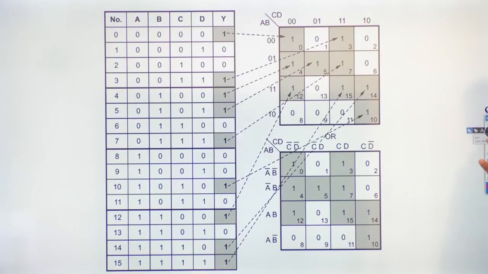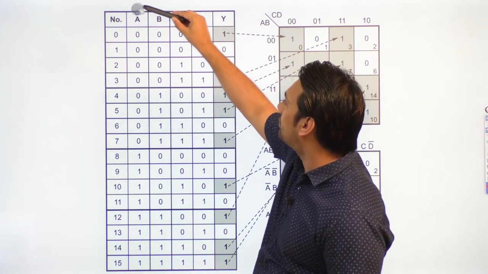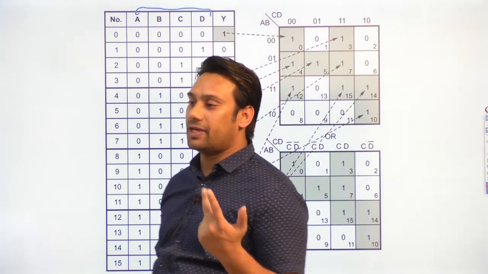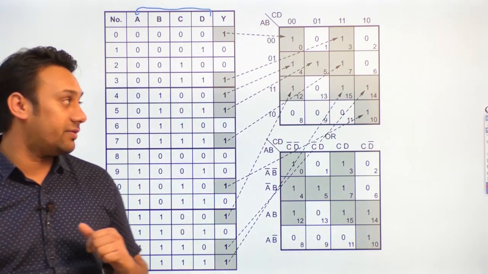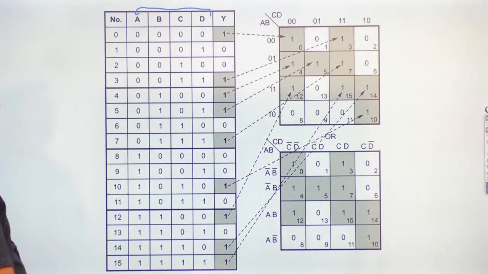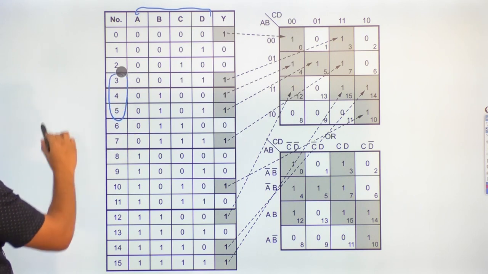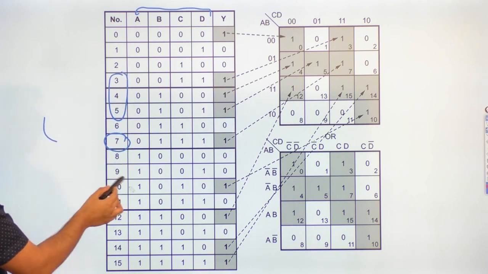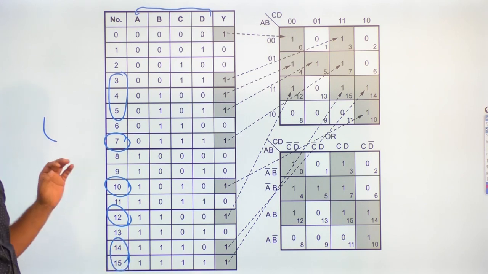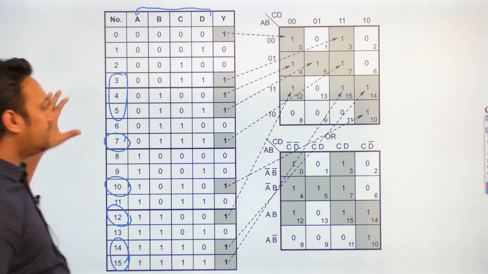Now this is representing a 4 variable K-map. So in this 4 variable K-map, these are the variables A, B, C, D. So we have 4 variables. We have a variable A, we have a variable B, we have a variable C, and we have a variable D. Now this 4 variable K map is assuming a value 1 at the location 3, 4, 5, at the location 7, at the location 10, at the location 12, at the location 14 and 15.